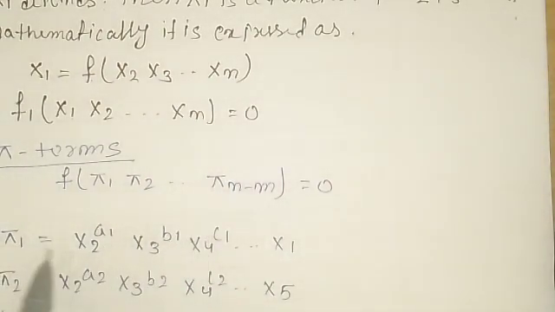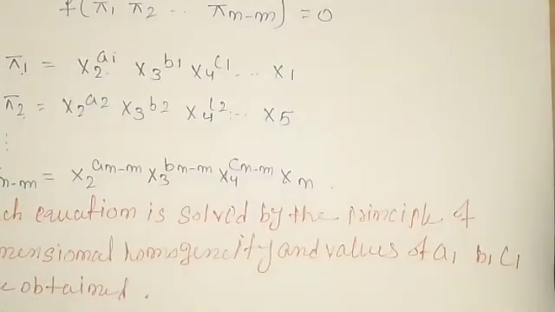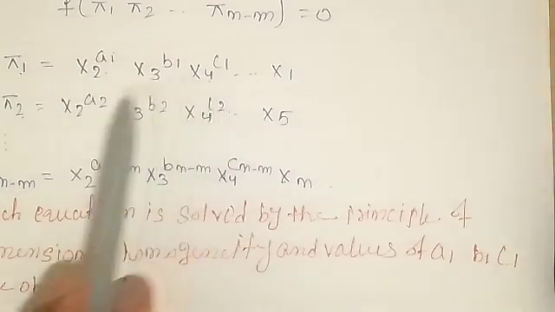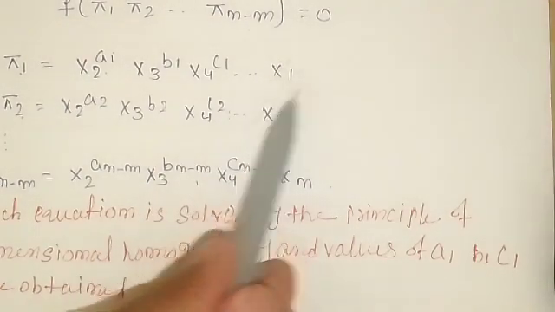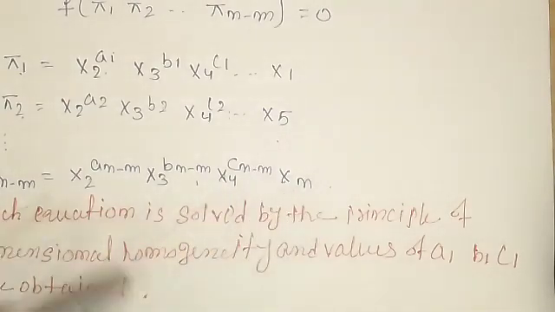You can write this equation in dimensional form: pi 1 is equal to x2 to the power a1, x3 to the power b1, x4 to the power c1, and so on, times x1. Again, the pi 2 term you can write as x2, x3, x4 with powers a2, b2, c2, times x5. If you look at this sequence, you find one thing common in each pi term: x2, x3, x4 are repeating, so x2, x3, x4 are the repeating variables, but x1 is a non-repeating variable, x5 is a non-repeating variable, and again xn is a non-repeating variable.